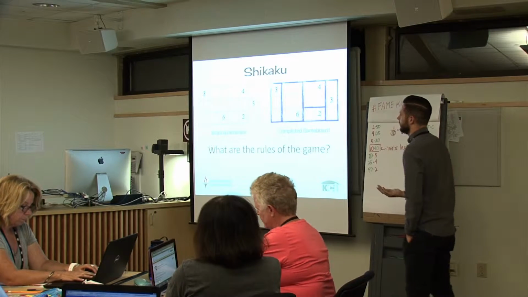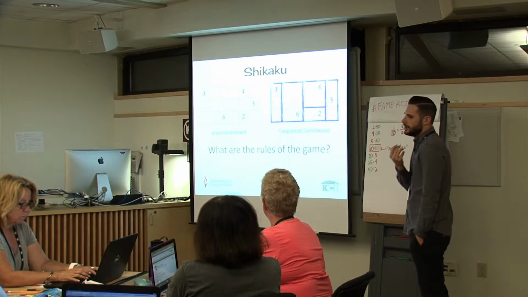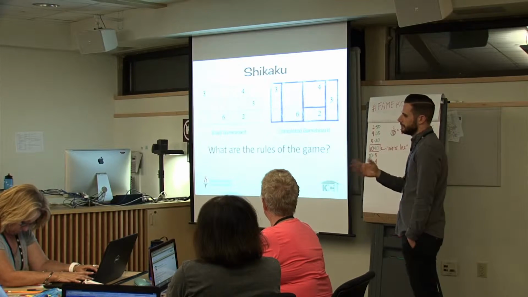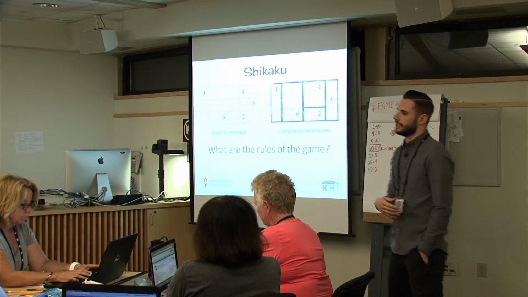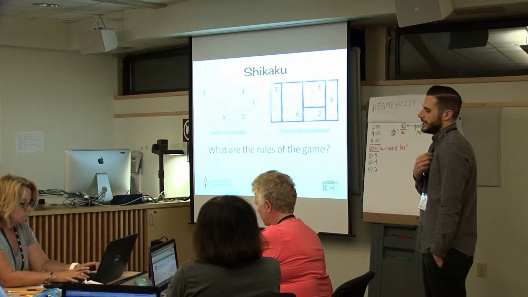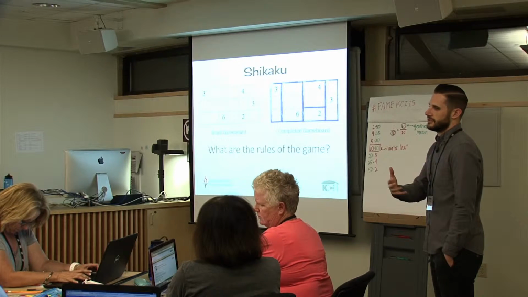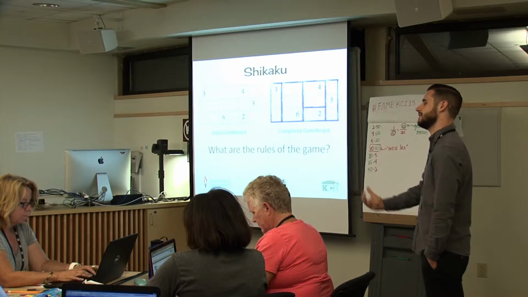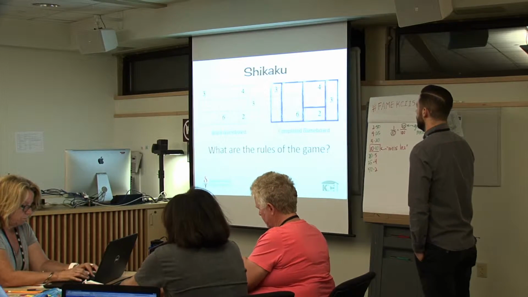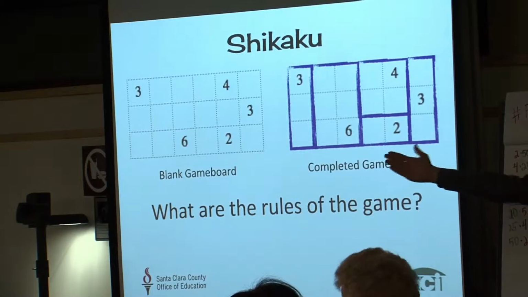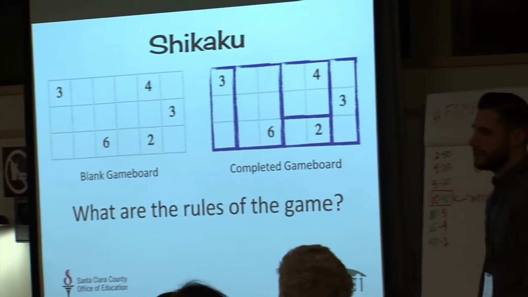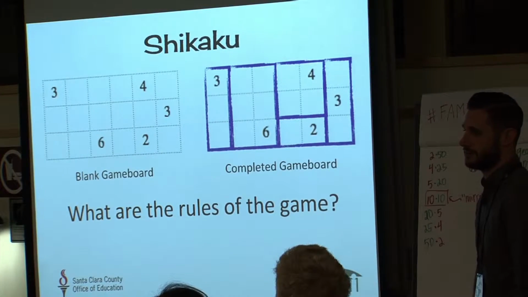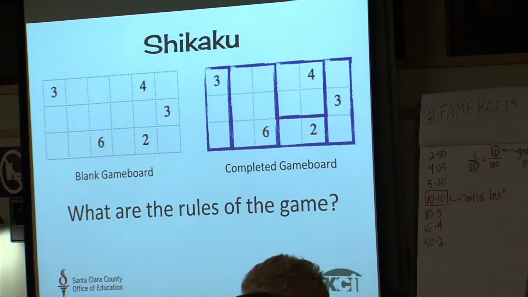This is a number puzzle called Shikaku. Don't turn to it yet, but in your binder is a page with this game, and it explains the rules, which is one way to do it if you don't have the time to have a discussion and you want to just hand it to that particular student who needs the next challenge. It's got the rules on there for the student. This is another way to do it. Here's a blank game, here's a finished game. How would you describe the rules of this game? How do you think this game is played?